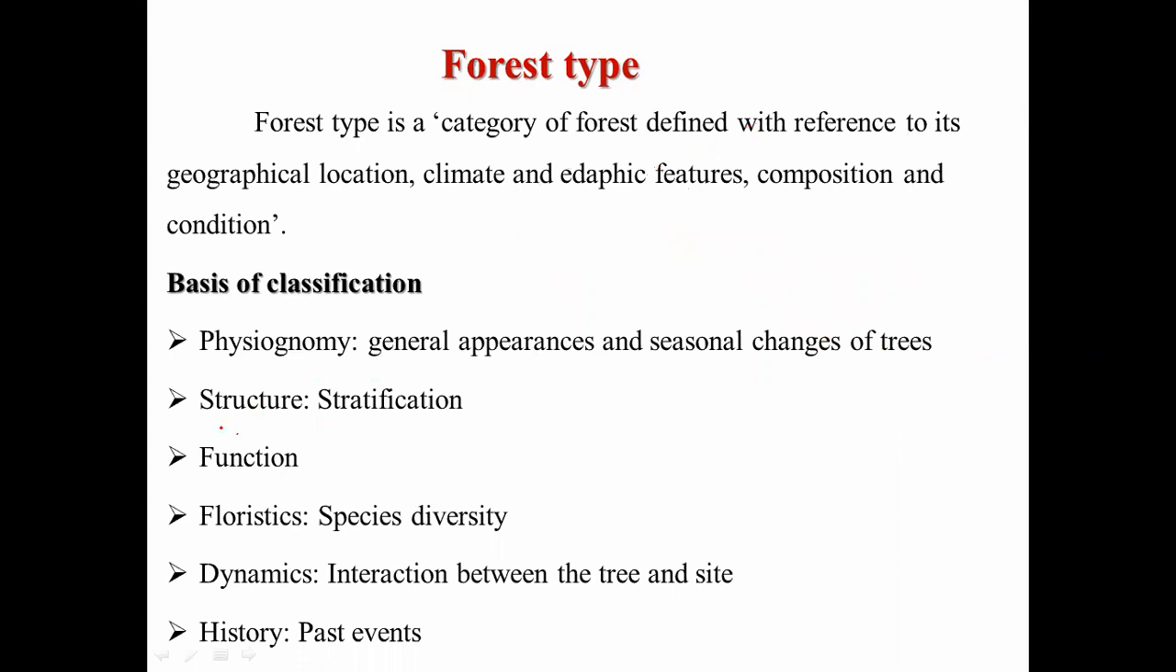Okay, and also the functions. Whether it is going to give the production function, or it may be going to give the protection function. That is also one of the bases for the classification of the forest types.